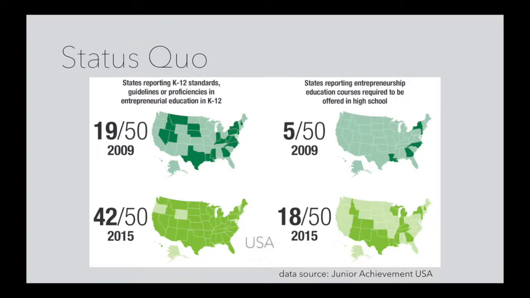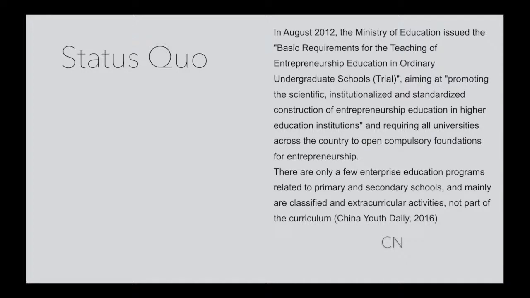In China, the Ministry of Education issued a basic requirement of teaching of entrepreneurship education in ordinary undergraduate schools, requiring all universities across the country to open compulsory foundations of entrepreneurship. But those only focus on higher education. There are only a few enterprise education programs related to primary and secondary schools, and they are mainly classified into extracurricular activities, not part of the curriculum.